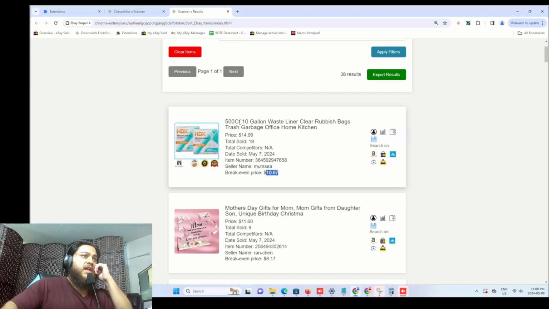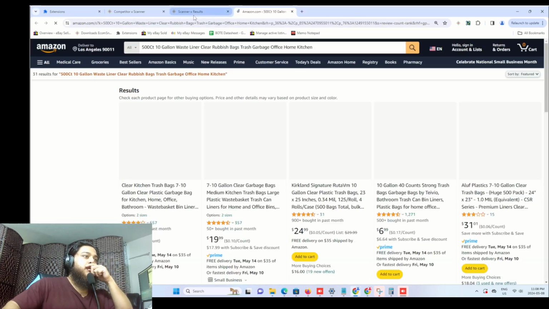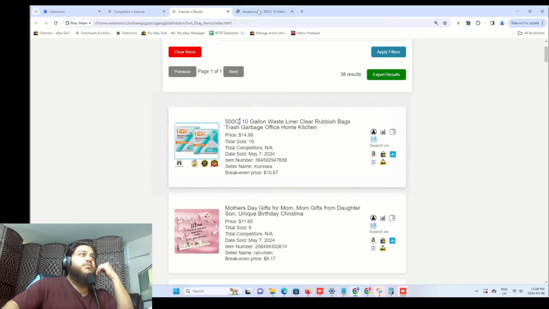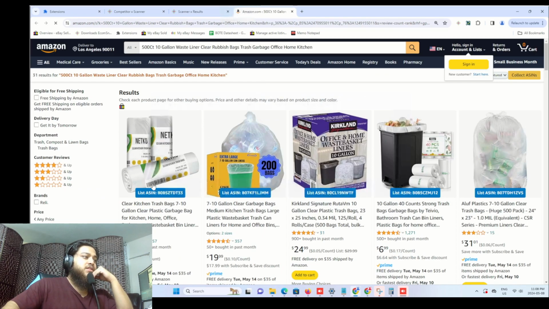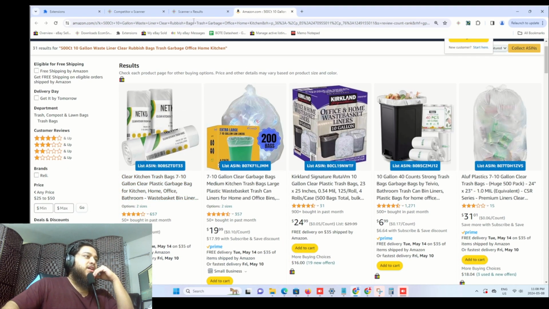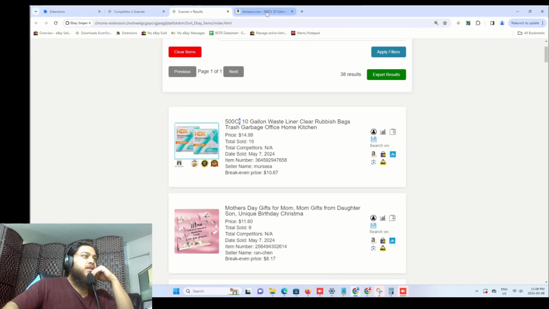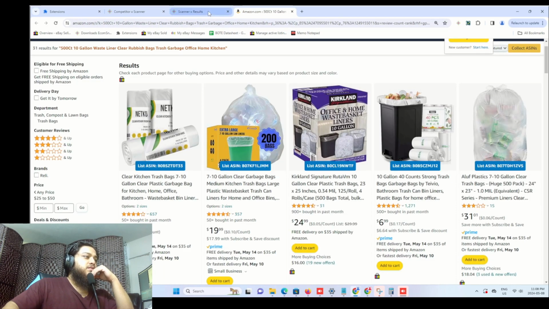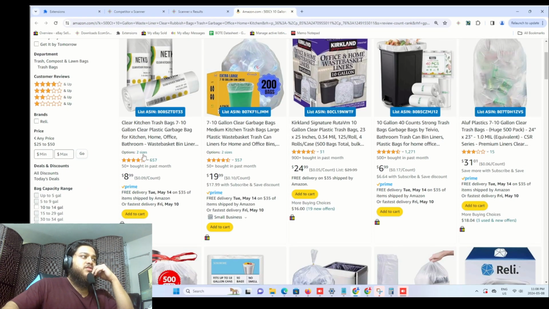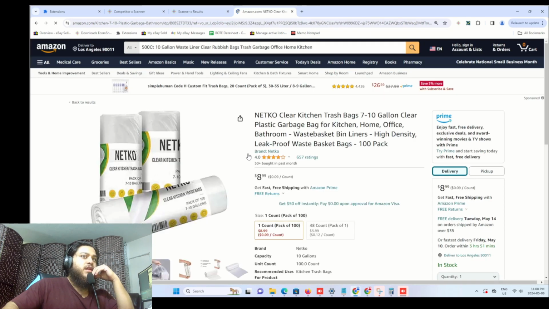We know this is 500 count, 10-gallon wasteliners. So if anything similar, right, that has a break even that's below $10.67, I'm gonna go ahead and take it. So clear kitchen trash bags, 7 to 10 gallons. What? 10 gallon. Man, why is it not clear? There's 2 sizes. They should be showing us like the right size, yeah?